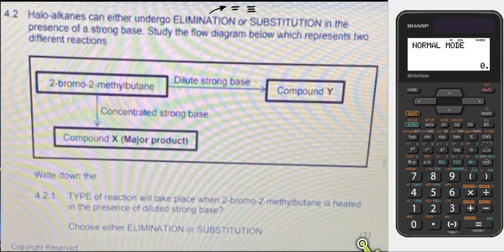Substitution, you are simply swapping, one goes out, another comes in. So you start with the single bonds. So here they say, okay, let's just read. In the presence of a strong base, no problem. They say study the flow diagram below, which represents two different reactions.